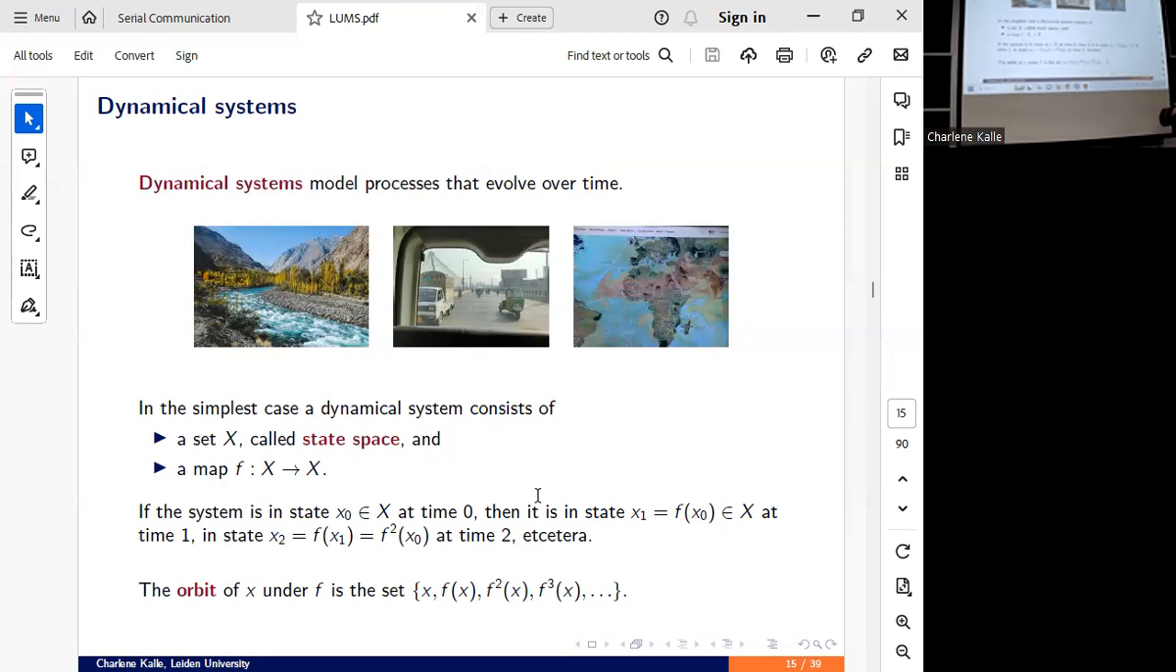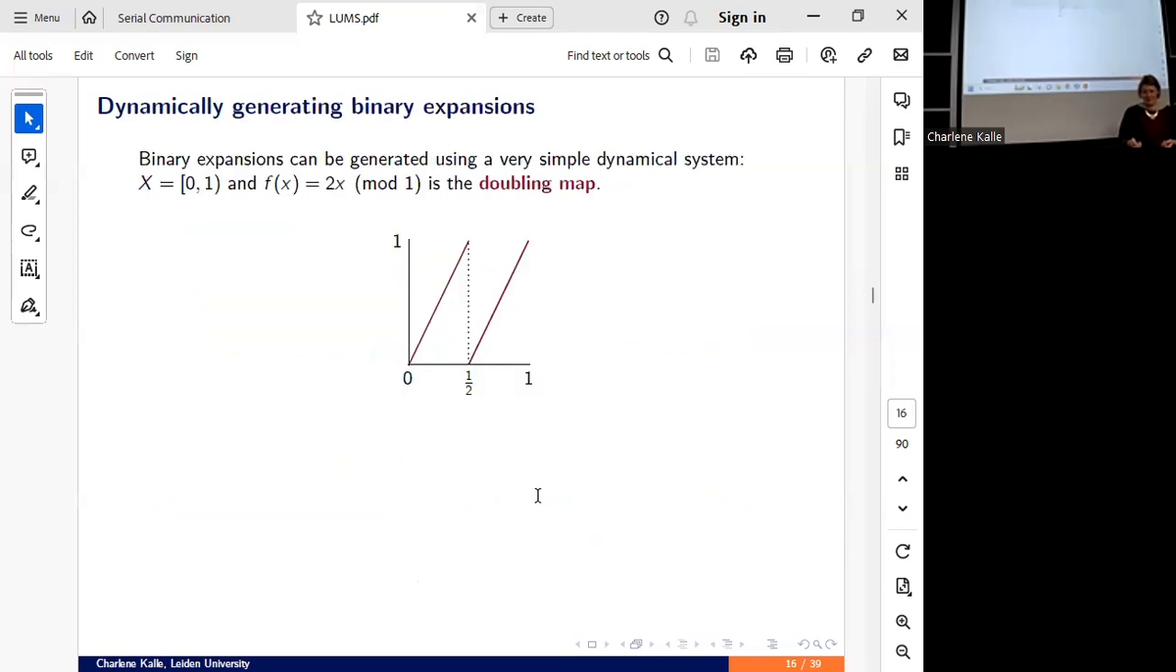So if we like to consider the whole time evolution of the system, then this is what happens if you start at point x. So you go from x to f of x, f squared of x, f third of x, etc. And this collection here is called the orbit of x under f. So that's a baby form of dynamical systems. Now let's go back to the number expansions.